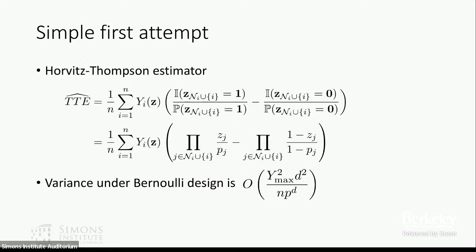P is yes. Here I'm just going to assume uniform. Yeah, uniform. So there's definitely smarter things you can do, but here I'm just starting with the very first thing you could try, which is uniform Bernoulli. So a natural question is, can we do better?